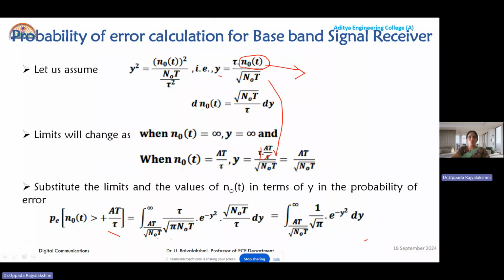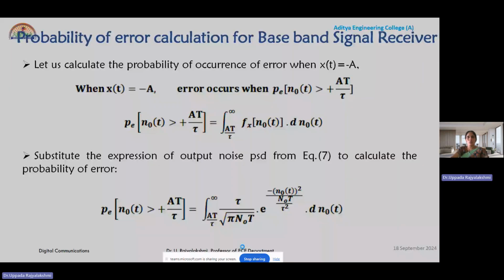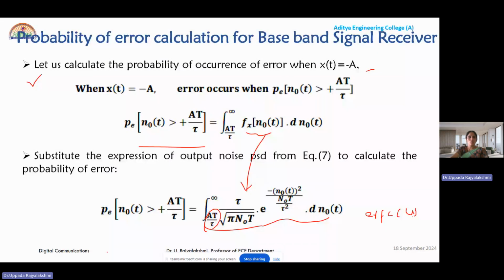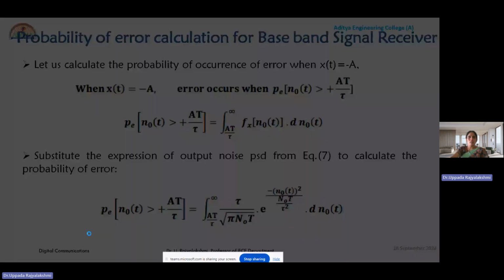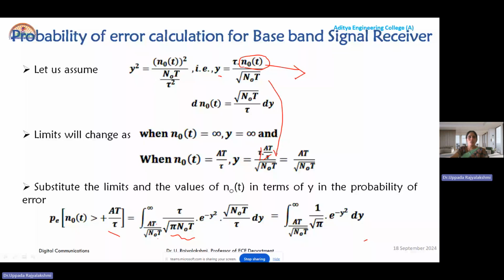This is our lower limit now, and let us replace the whole in terms of y. So here you have tau into, so this is y. So y is tau by root, just substitute all the factors here. Here if you see the expression, you can see tau by root pi N naught t into the same factor I am taking. So integral lower limit is A t by root N naught t to infinite, tau by root pi N naught t into e power minus y square into d n naught of t.